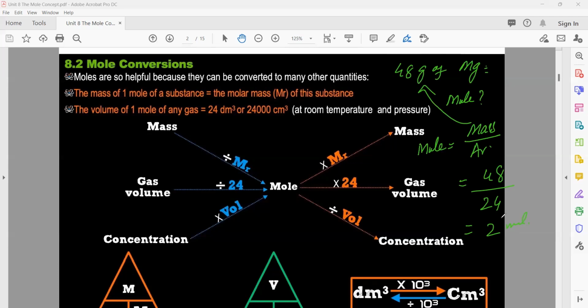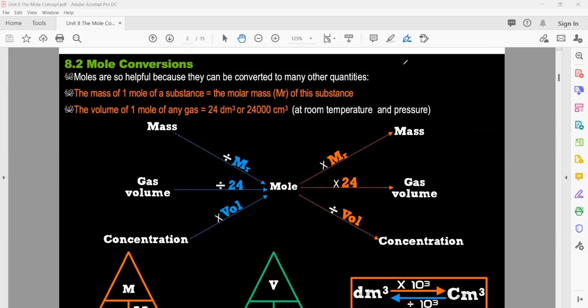Okay. So this one we are talking about what? We were talking about mole and elements. When only the mass of an element is given and they need the moles of the element, then you will use this formula.